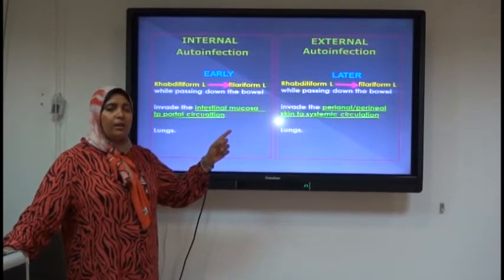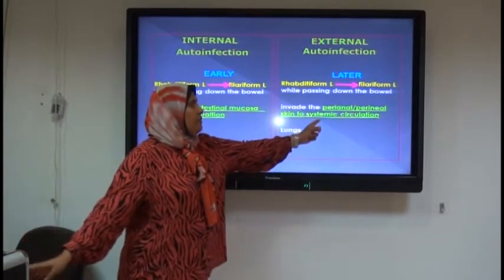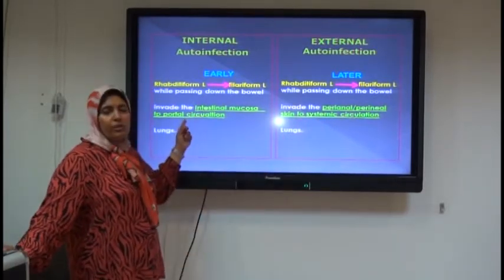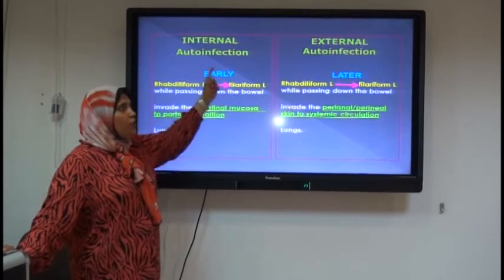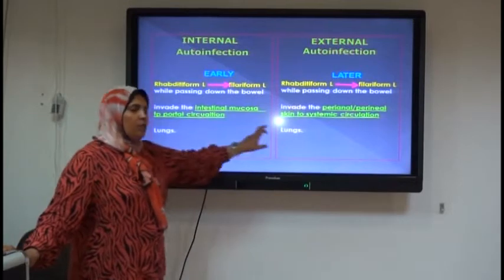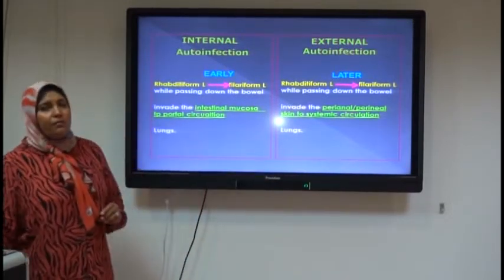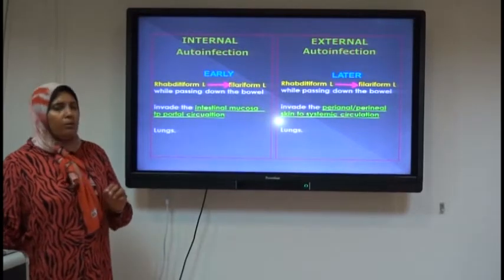And that's why, after penetration, it will jump into the systemic circulation and not the portal circulation. But anyway, internal or external autoinfection, both of which will reach the lung eventually, and it will continue the same life cycle we have spoken about before.